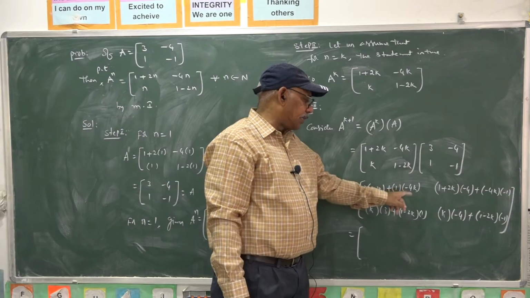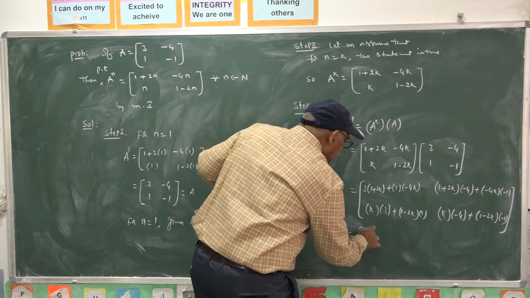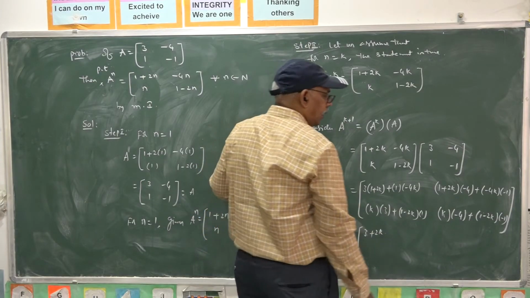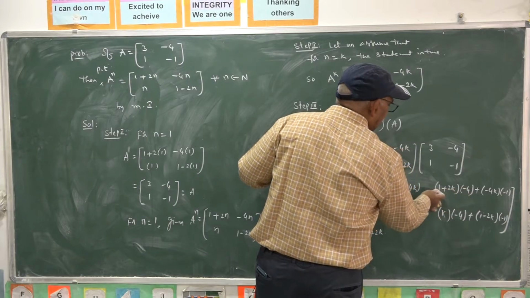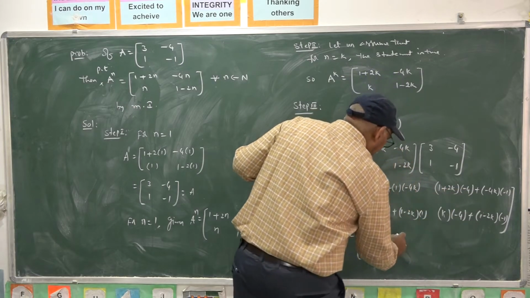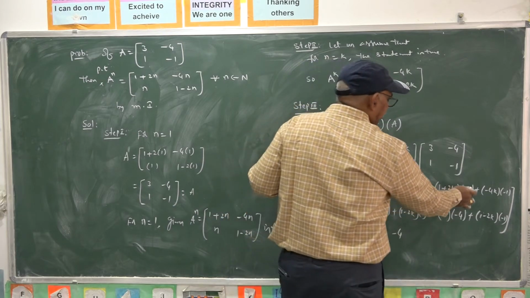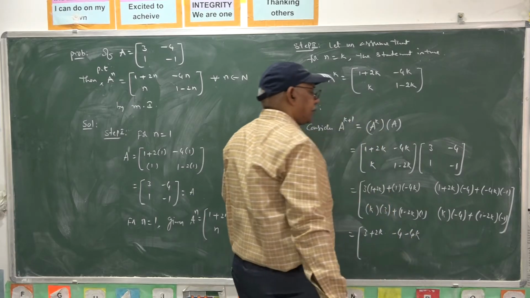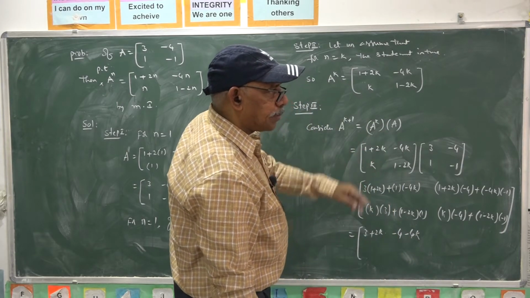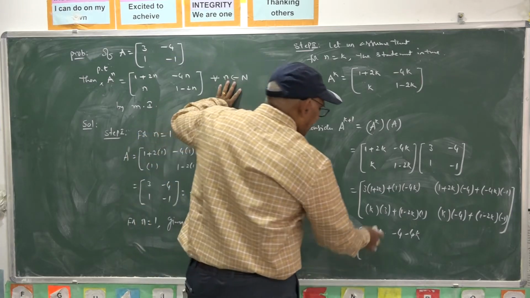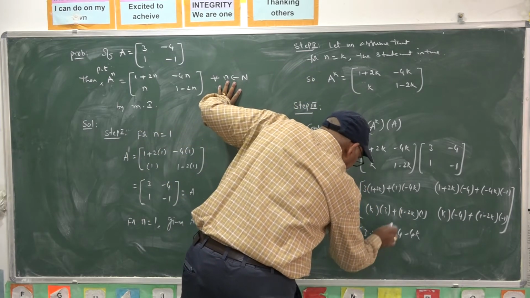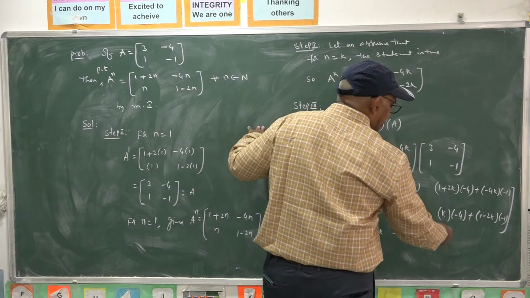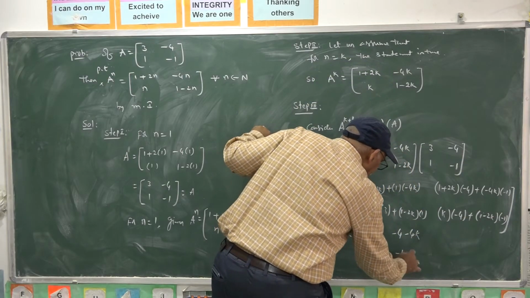3 plus 6k minus 4k. That gives us 3 plus 2k. Here minus 4, minus 8k plus 4k gives us minus 4. 3k minus 2k gives us k, so 1 plus k here. Minus 4k plus 2k gives us minus 2k, and minus 1, minus 2k.